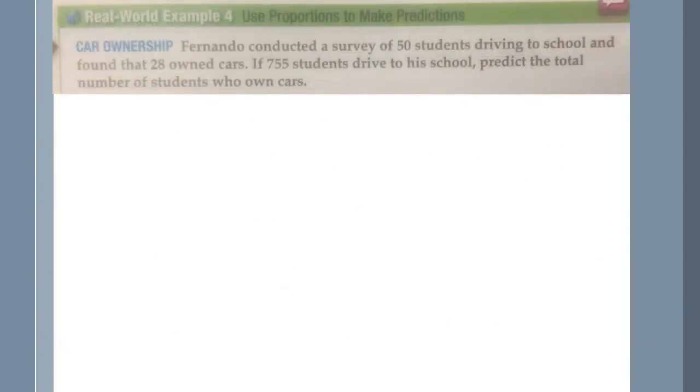Okay, Fernando conducted a survey of 50 students driving to school and found that 28 own cars. If 755 students drive to his school, predict the total number of students who own cars. So this is done all the time.